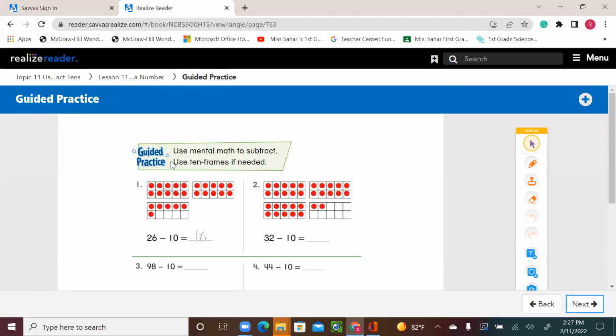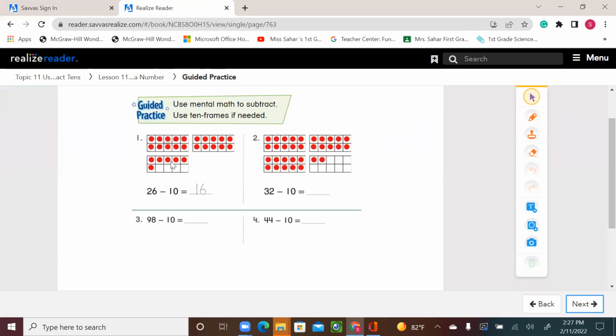All right. Page 470. Use mental math to subtract. Use 10 frames if needed. 26 take away 10, or 26 minus 10. So that's 1 frame of 10, 2 tens, 20, and 6 ones. Take away 10 means 1 whole frame off. So that will leave me with 1 ten and 6 ones, 16.